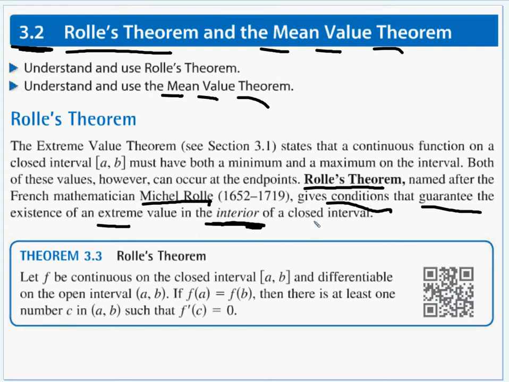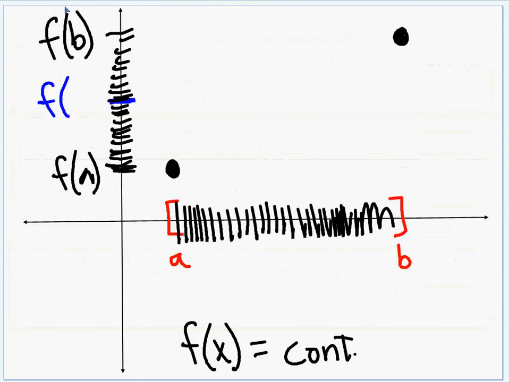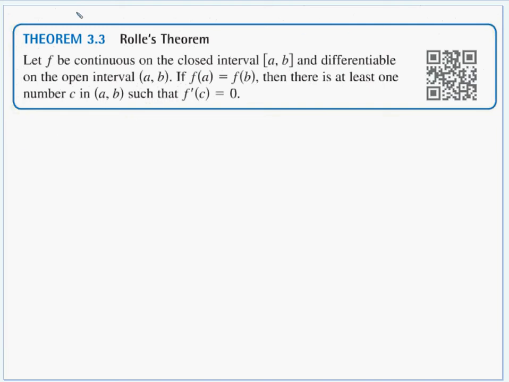So as opposed to having one at the endpoints, Rolle says you're guaranteed a min or a max on the inside. And here is the setup to Rolle's theorem, and this is why we just did this on the previous slide. Our conditions are, let f be continuous on a closed interval, and it's differentiable on the open interval. Remember, we can't differentiate at the endpoints maybe, but everything in between is differentiable, so that tells us it's a nice, smooth, flowing curve. If f of a is equal to f of b, then there's at least one number in that interval such that the derivative will equal 0.